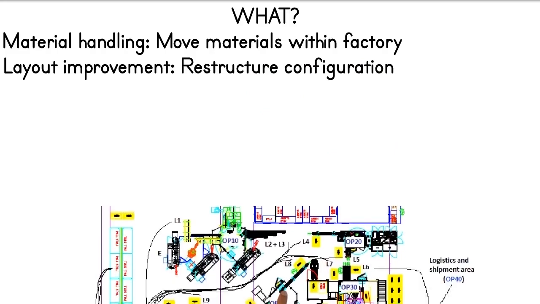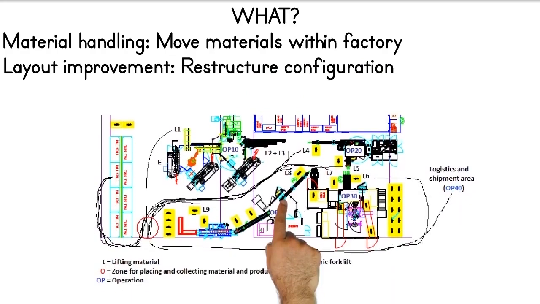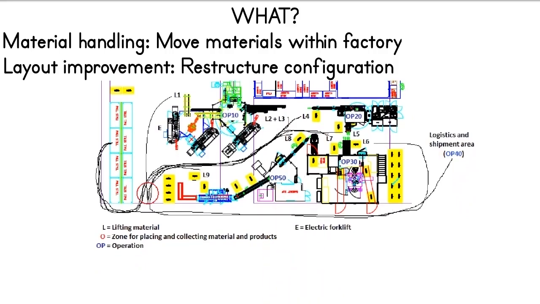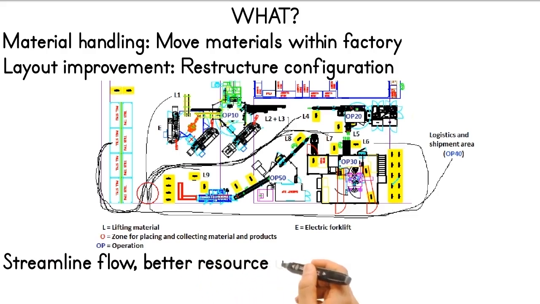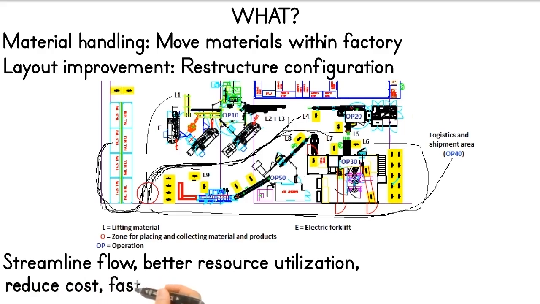Layout improvement involves restructuring the physical configuration of a manufacturing or warehouse facility to improve the flow of materials, equipment, and personnel. The goal is to create a layout that minimizes unnecessary movement, optimizes space, and increases operational efficiency. Together, material handling and layout improvement work to streamline the flow of materials and products through the production process, leading to better resource utilization, reduced costs, and faster production times.